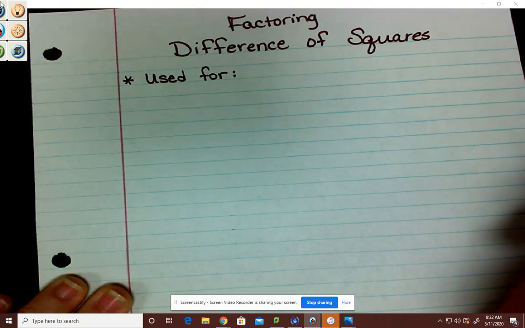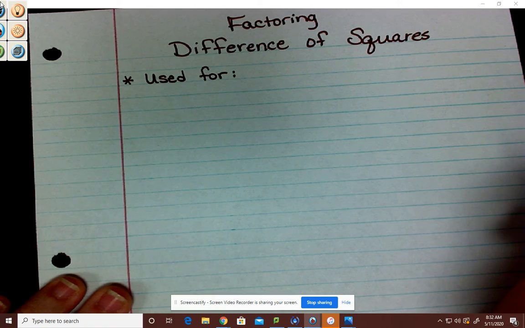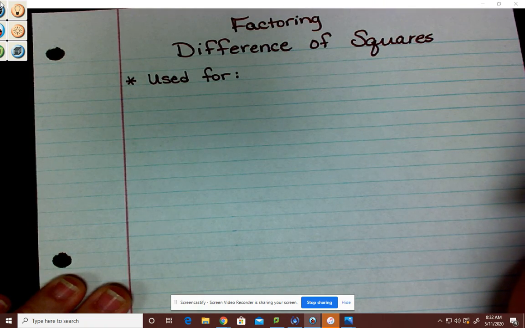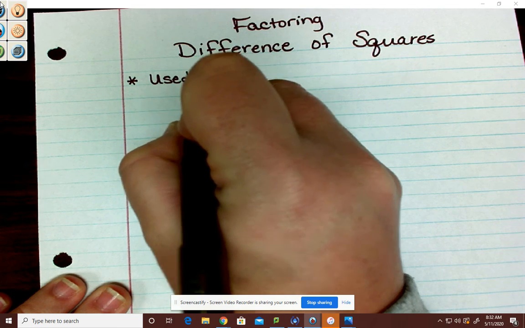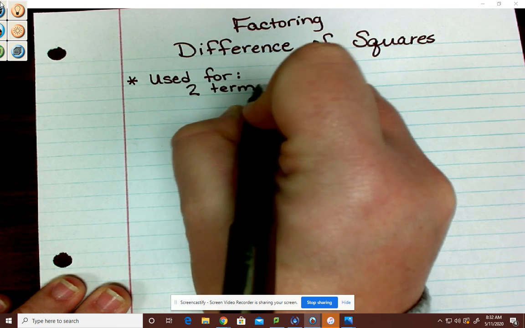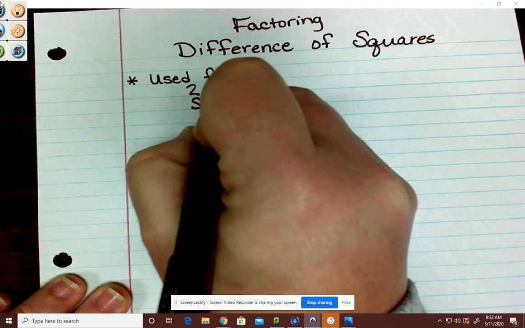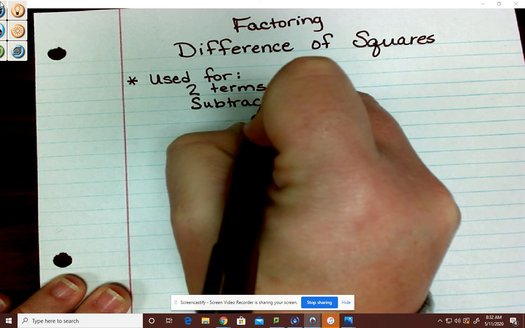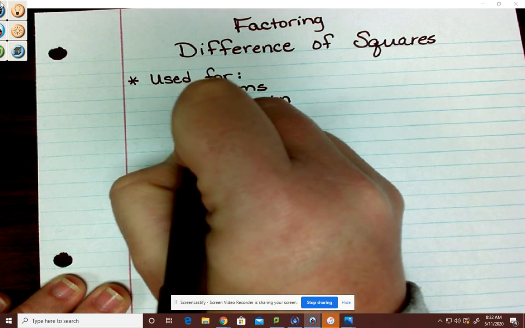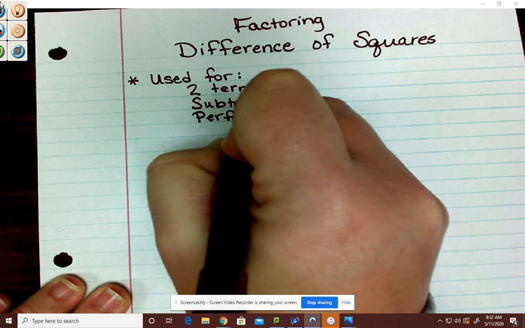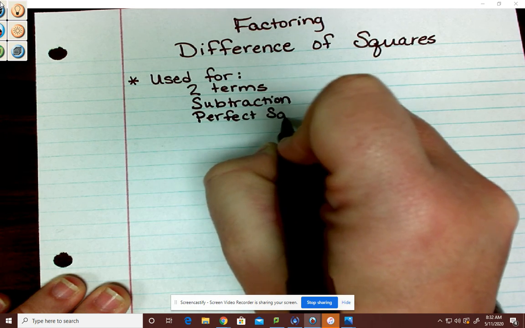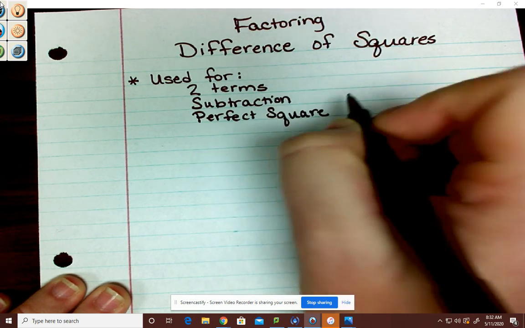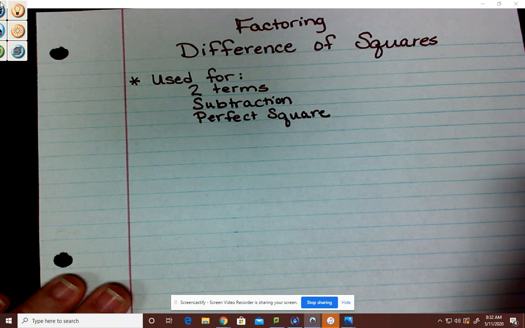All right, so how do we know when to use difference of squares? Because that's always important when we put all of this together. So when it has two terms, it has to have subtraction. And those two terms have to be perfect squares, meaning I can take the square root and I don't get a decimal. And remember, with variables, to be a perfect square, it has to have an even exponent.